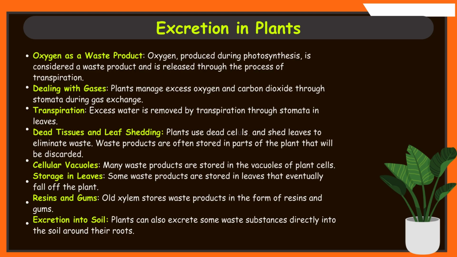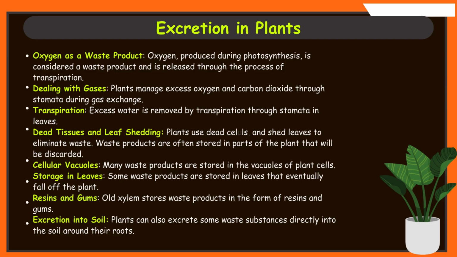Oxygen as a waste product. Oxygen, produced during photosynthesis, is considered a waste product and is released through the process of transpiration. Dealing with gases. Plants manage excess oxygen and carbon dioxide through stomata during gas exchange. Transpiration. Excess water is removed by transpiration through stomata in leaves.